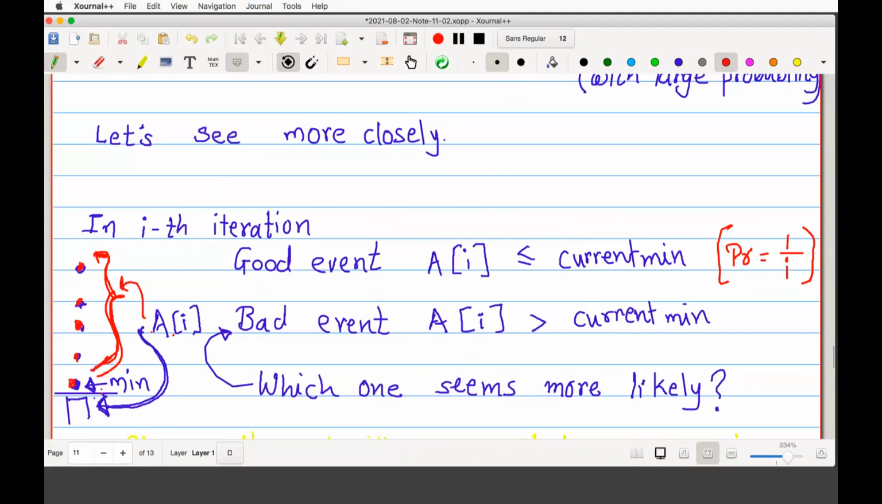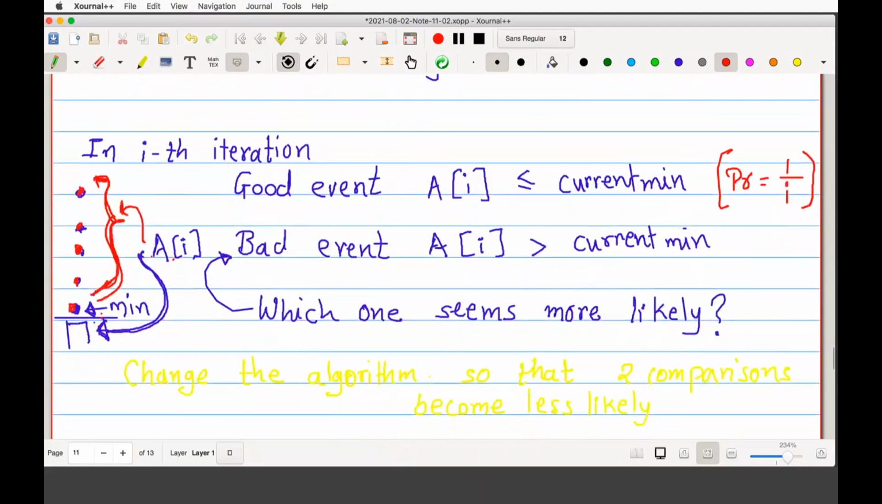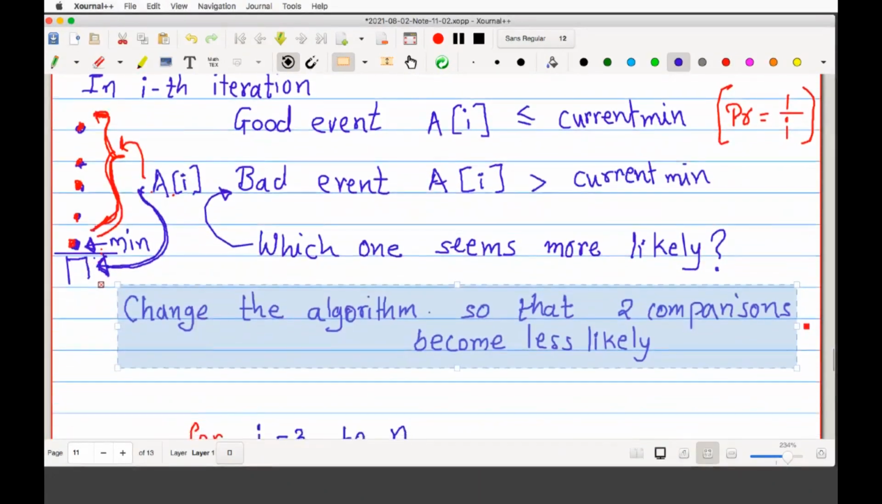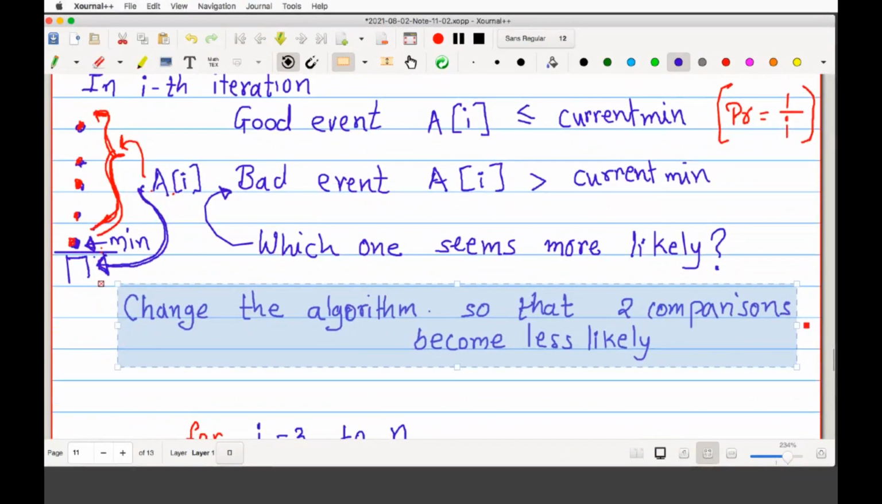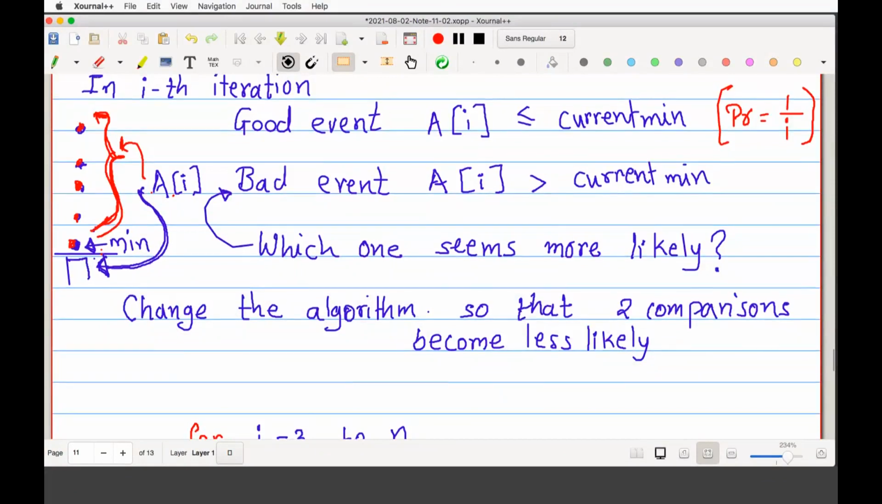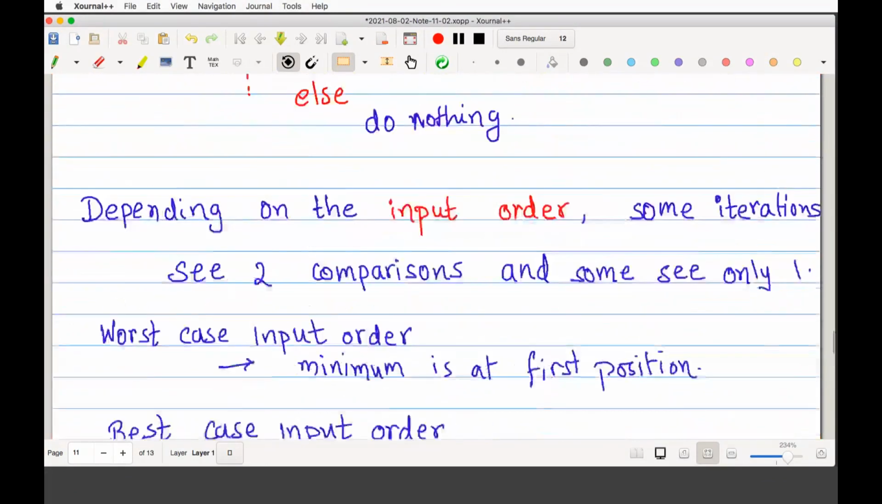Okay, so I hope it makes sense. So we are doing something wrong here. We need to change something, right? So can we change our algorithm in some way so that the opposite happens? What we want is that the possibility of two comparisons becomes less likely and the possibility of one comparison becomes more likely in every iteration. So can you change this algorithm somehow?